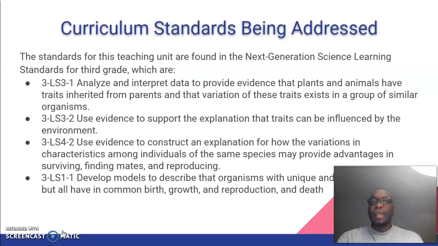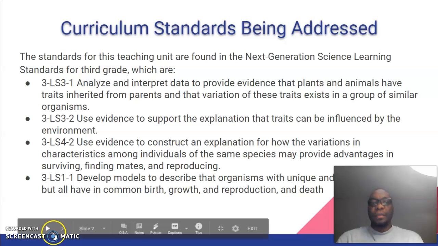the first one says analyze and interpret data to provide evidence that plants and animals have traits inherited from parents and that variation of these traits exist in a group of similar organisms. And then the second one says use evidence to support the explanation that traits can be influenced by the environment. And then, as you can see, the other two standards there.